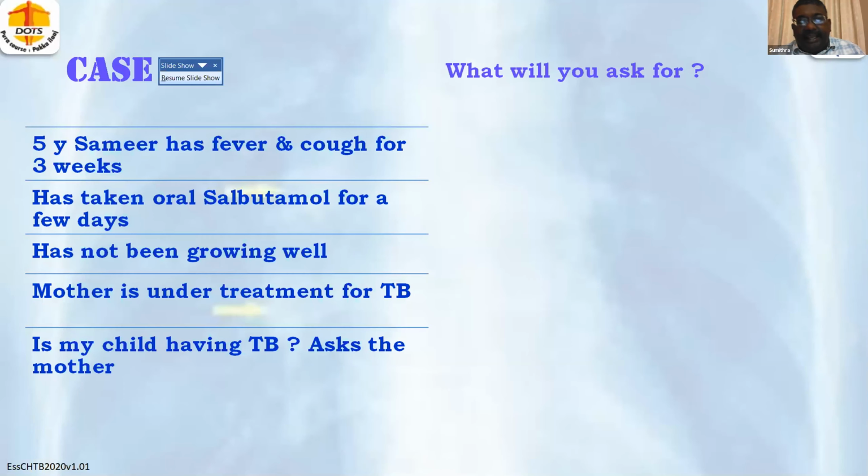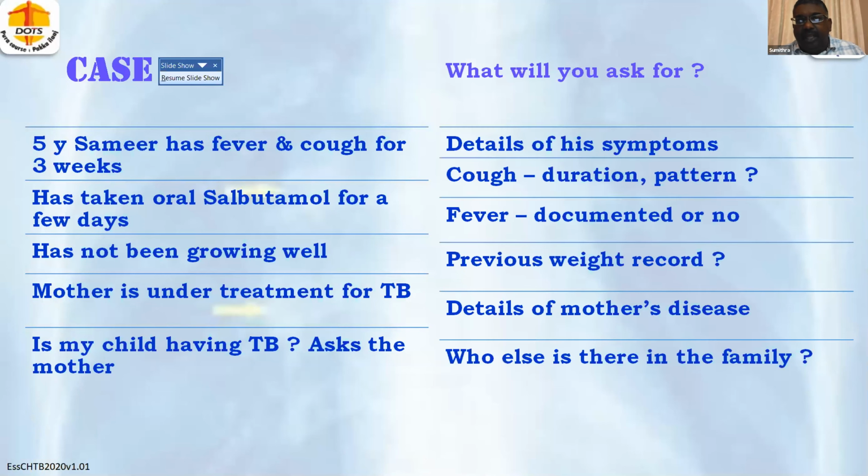Now, we will see the case of Samir, who is 5 years old and has fever and cough for 3 weeks duration, has taken oral salbutamol for a few days, and has not been growing well. Mother is under treatment for TB. Now, the mother asks, is my child having TB? What are we expected to ask in this child? Fever and cough, oral salbutamol, not growing well, mother is under TB. We should ask about the details of the symptoms. First, cough. What is the duration of the cough and the pattern?